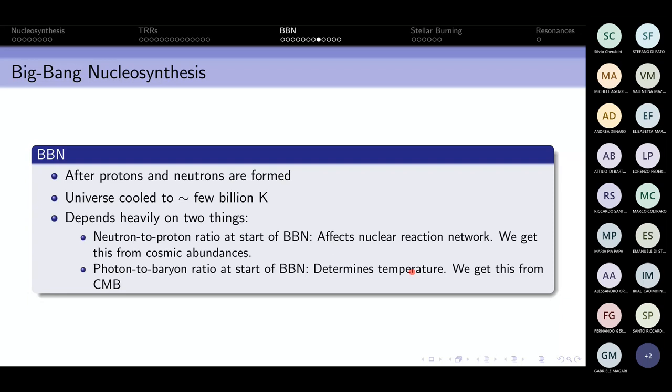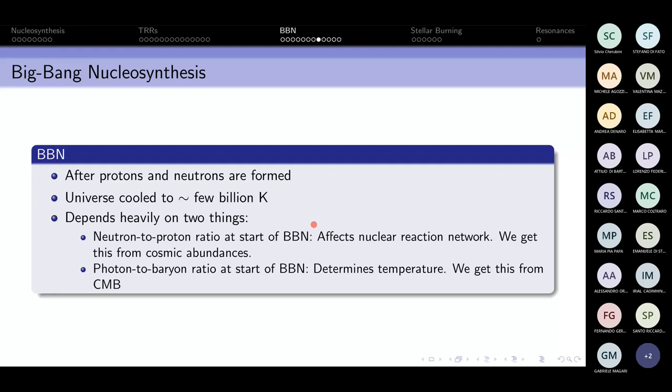By that point, the universe had cooled to a few billion degrees Kelvin. It depends heavily on two things. First of all, it depends on the neutron to proton ratio. If I have all protons in the universe, I probably can't make helium very easily. If I have all neutrons in the universe, then it's really weird. Remember we talked about the nuclear reaction network yesterday; the neutron to proton ratio is the abundance, right? Those ends in the thermonuclear reaction rate, it affects the nuclear reaction network.